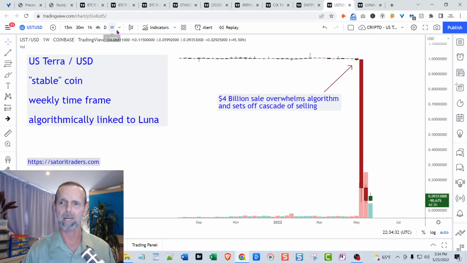This is the weekly time frame. That's one price bar, folks. That is minus 85%. So if you were sitting in Terra, you lost 85% of your money in a single week. And of course, now it's down. You've lost all of your money in Terra.